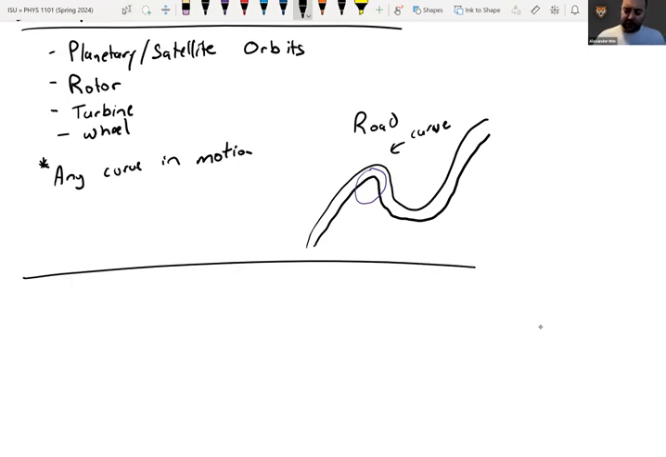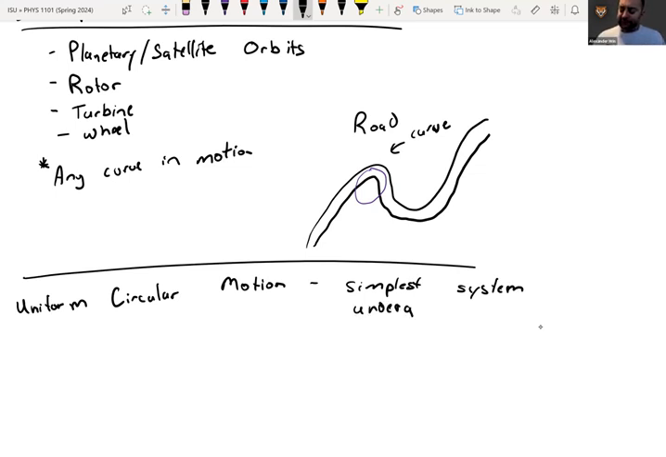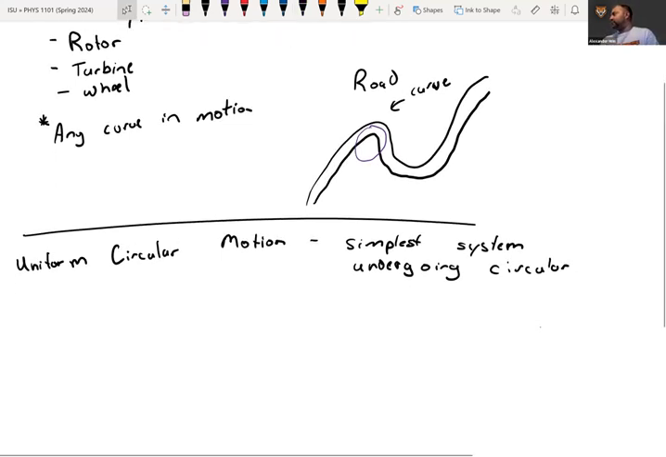Now, to get into uniform circular motion, basically what we mean is that we're going to be looking at the simplest system undergoing circular motion. Generally, this is going to have three attributes. The first is we're going to look at a single mass.